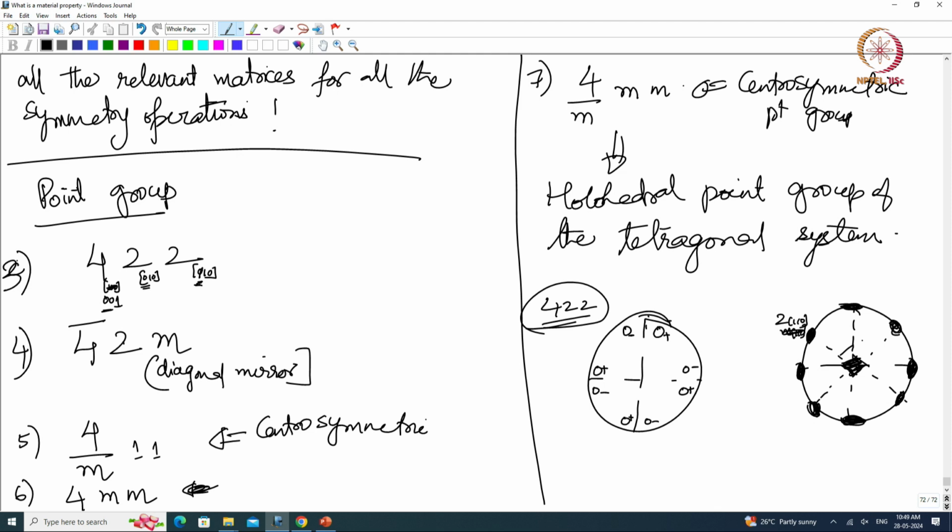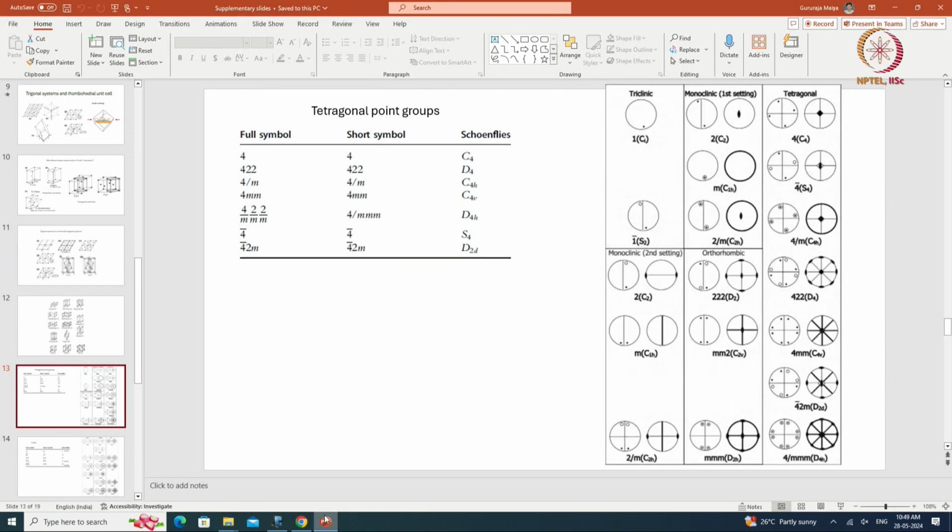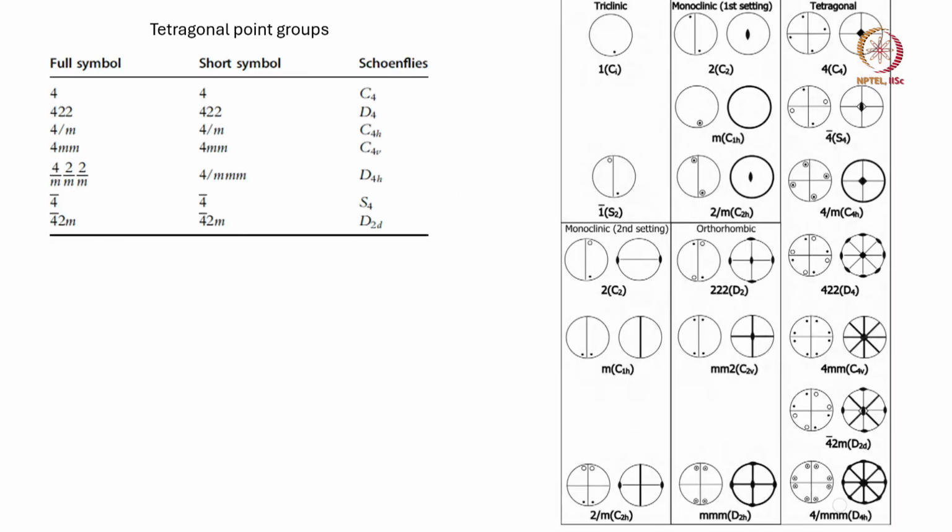Now I can draw all the stereograms, but that becomes very time consuming, so I am just going to show this to you on a PowerPoint. Just going back, these are all the tetragonal point groups. We started with tetragonal point groups. Here is the full symbol, here is a short symbol.